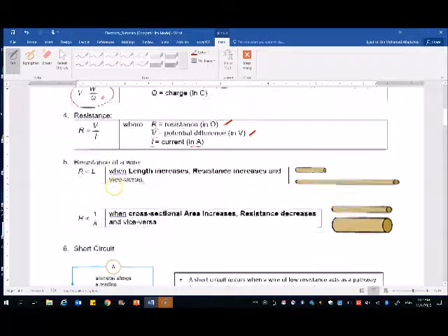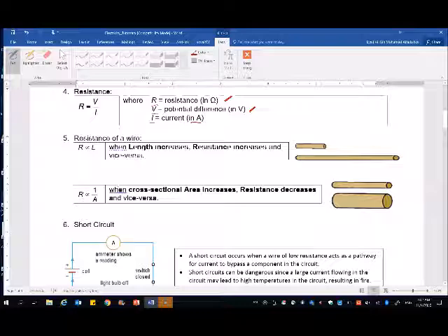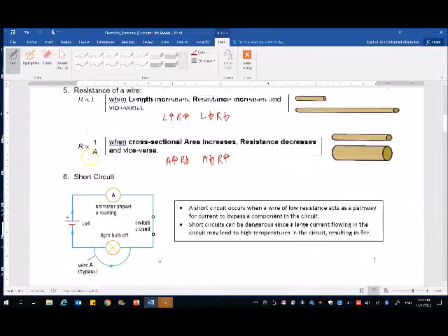Then we also talked about the resistance of a wire. For a wire, when the length increases, the resistance increases. When the length goes down, resistance comes down. When we talk about resistance and cross-sectional area, we say that it is inversely proportional. Inversely proportional means opposite. When the area goes up, resistance comes down. When the area goes down, resistance goes up. So this is for the resistance of a wire.